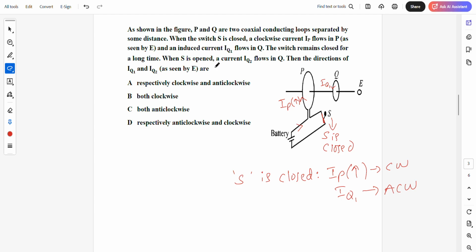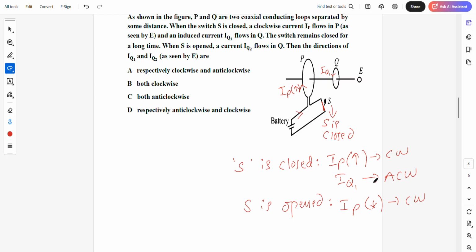Now, the second case, when S is opened. Switch is open. What happens to IP? IP decreases, but it will be clockwise only. What happens to IQ2? It will try to support that one. So you will be getting a current in the clockwise direction. IQ2 is in the clockwise direction.